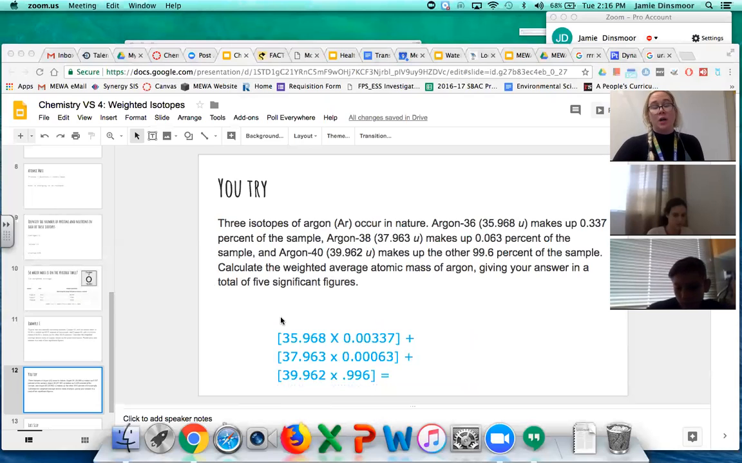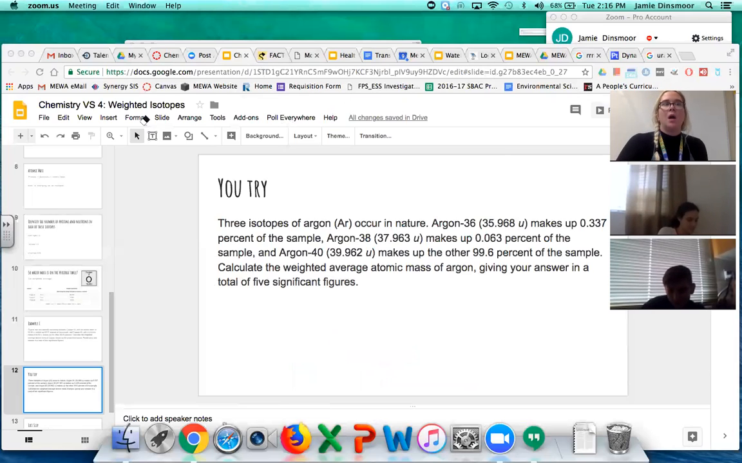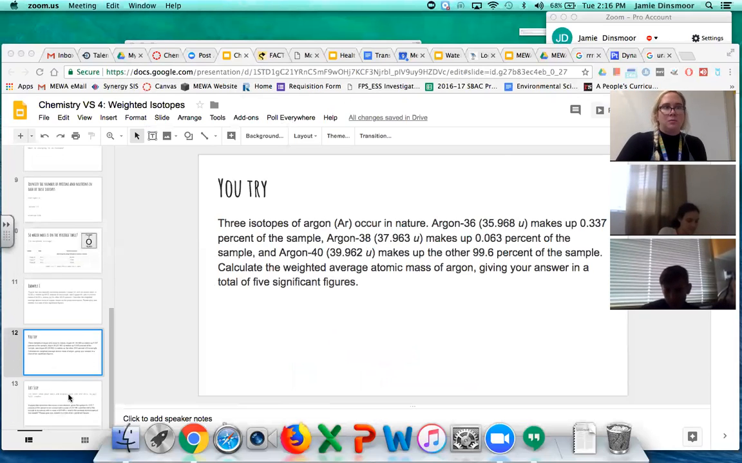So again, the concept here is you take the atomic mass that they give you, you multiply it by the percent as a decimal. That is the trickiest part, especially when there's already zeros, because in your mind you think, oh, that's already been converted, but it hasn't. Right? You still have to move your decimal place 2 times to the left for every single percent. Okay, good. You got the same. Amazing.